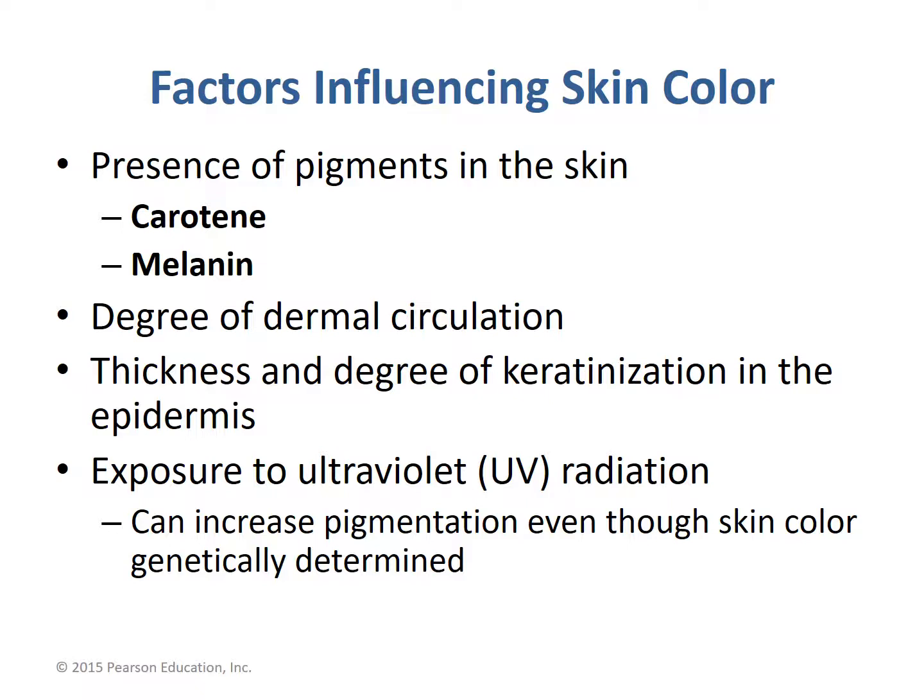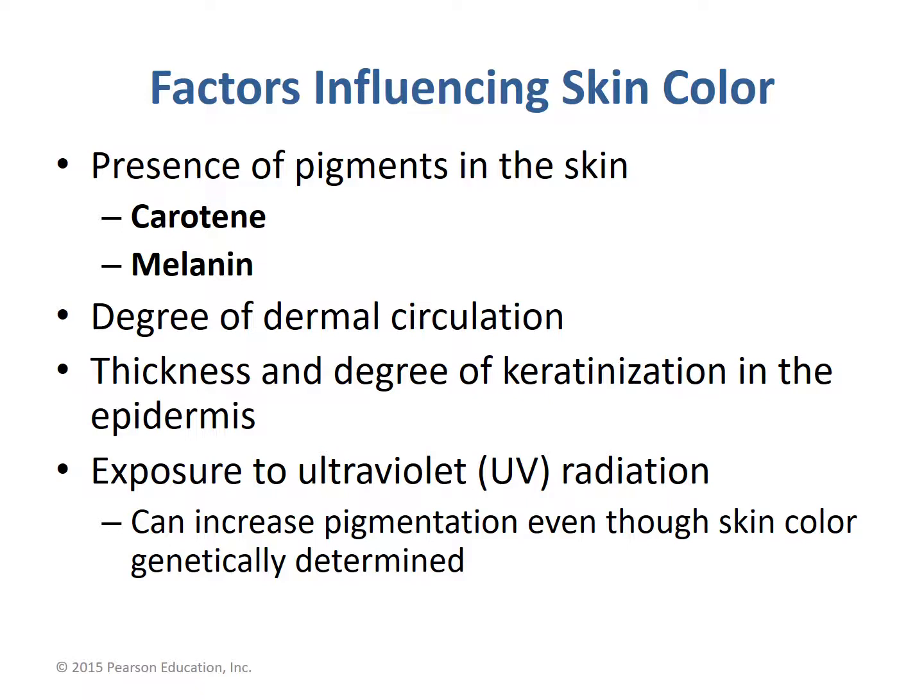Melanin is produced by melanocytes, and it is packaged into melanosomes. Those are transported out of the melanocyte and into the cells of the stratum granulosum and stratum spinosum. The melanin itself is actually going to help protect us against ultraviolet radiation and prevent a lot of excessive skin damage. The next thing that influences skin color is the degree of dermal circulation.